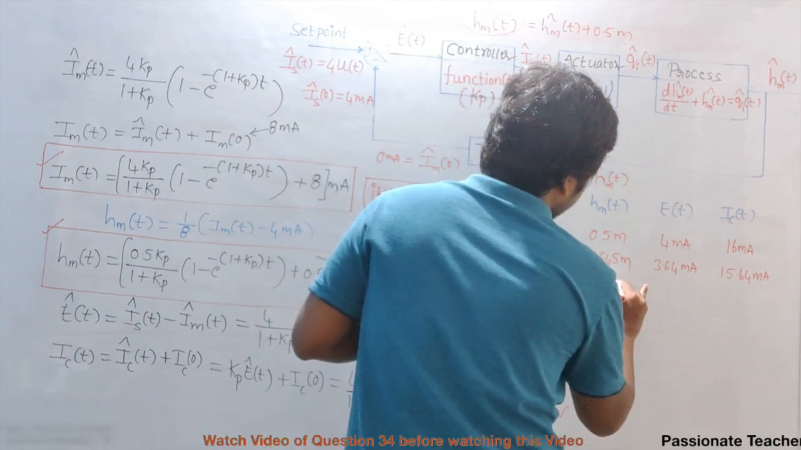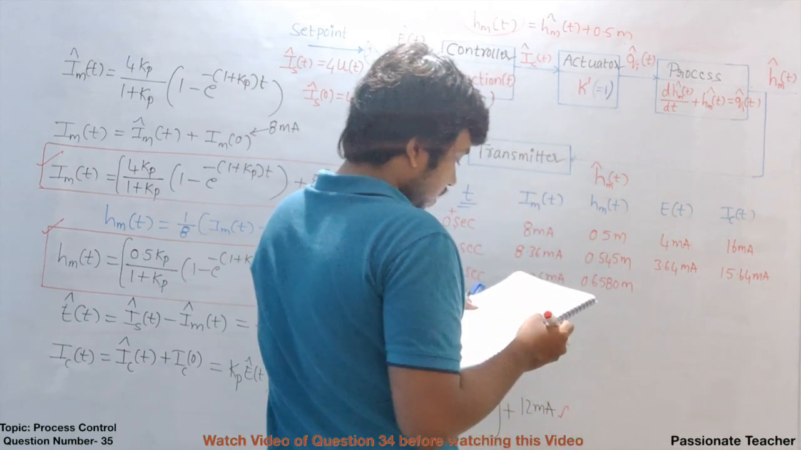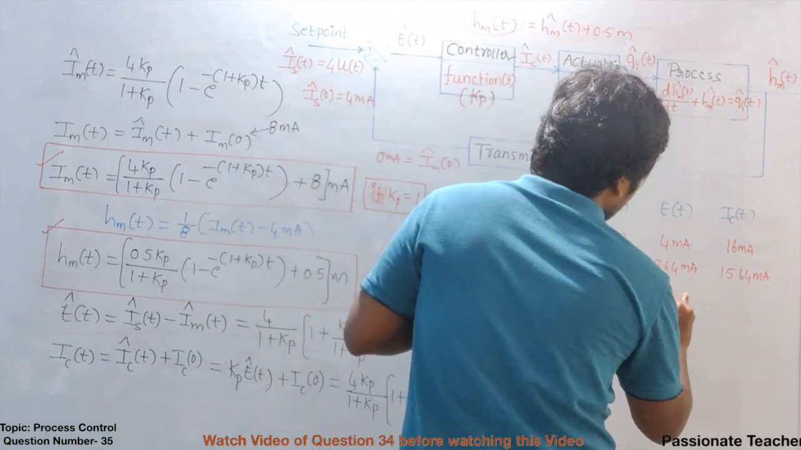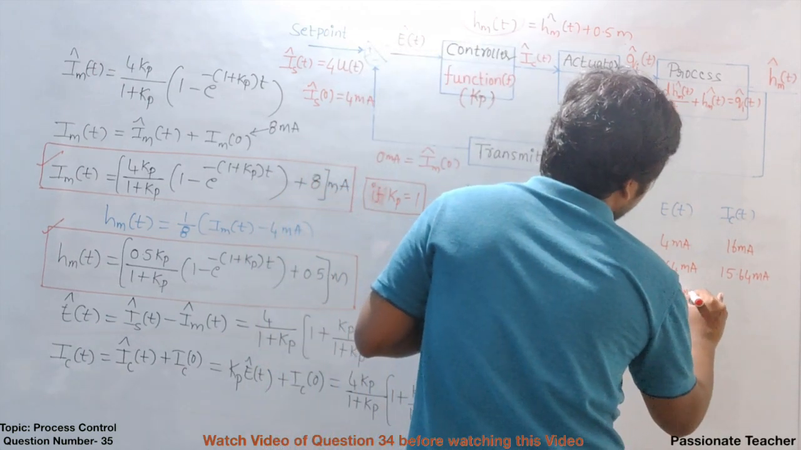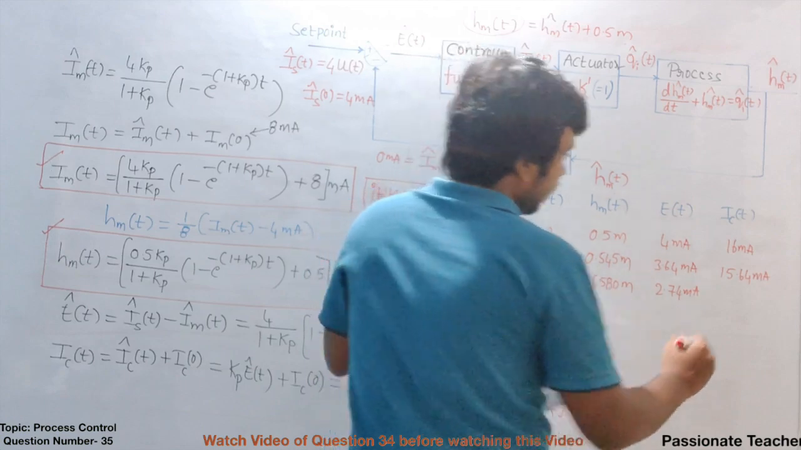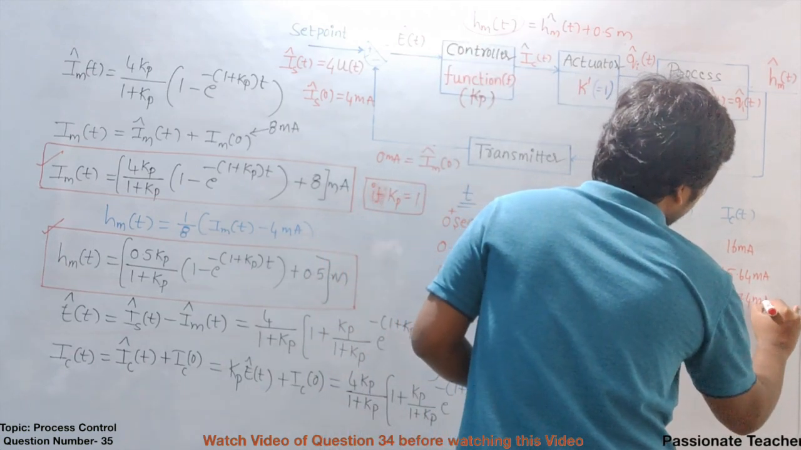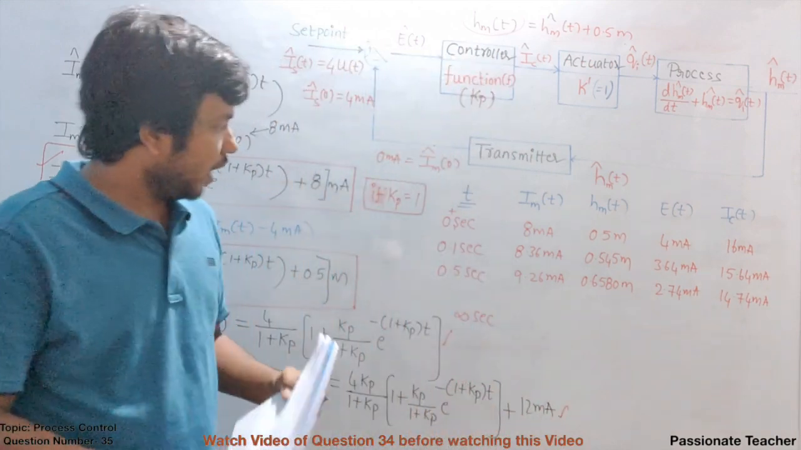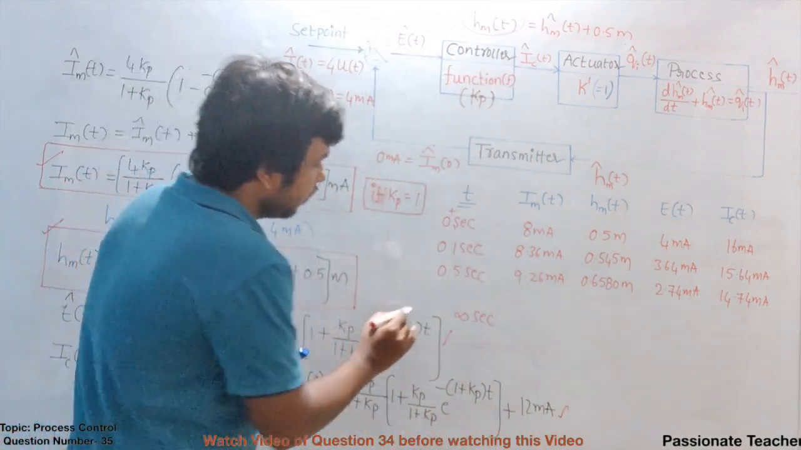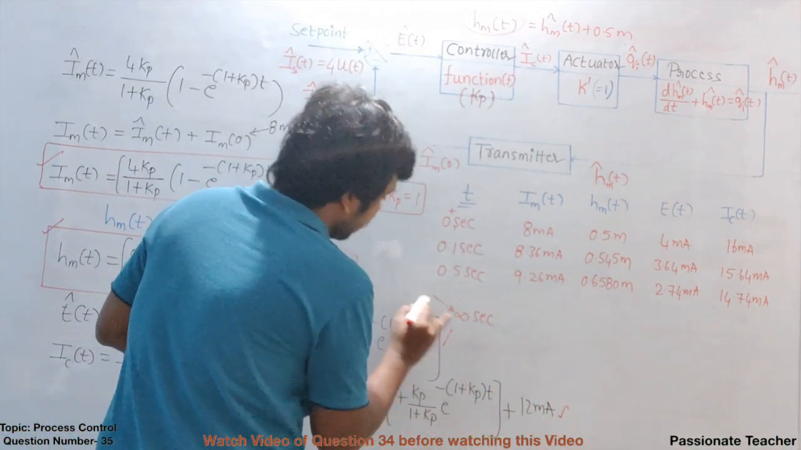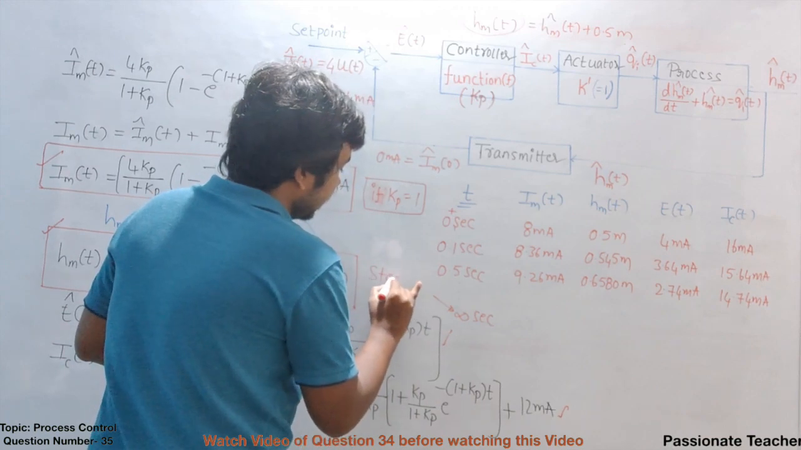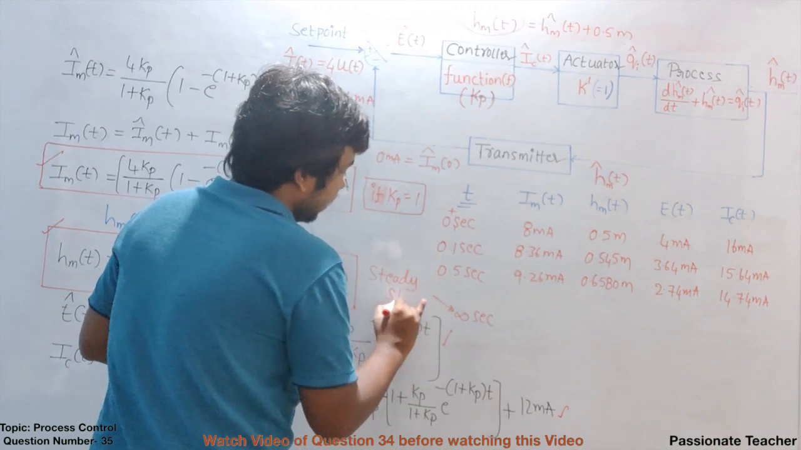0.6580 meter, and this is going to be 2.74 milliampere, and this one will be 14.74 milliampere. Clear? So at infinite seconds, because infinite is actually called practically steady state.